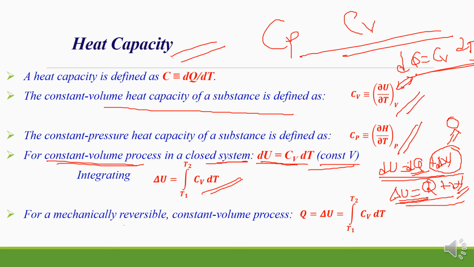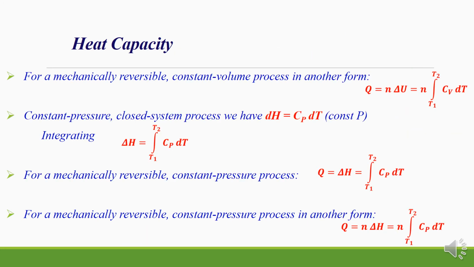So for a mechanically reversible constant volume process, you can write Q is equal to delta U, right, as discussed here. If W is equal to 0, you can say Q is equal to delta U, right? So it is mentioned here, and that particular simple equation you will get for heat capacity. Similarly, this is for n number of moles, right? This is again very simple. So only n is added here, no doubt.